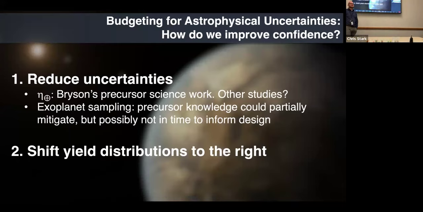There are two things you can do. The first is to reduce your astrophysical uncertainties. As I showed previously, eta Earth dominates, so hopefully we can have some work here that reduces uncertainty in eta Earth. Steve Bryson has a precursor science program to do that. We'll see if it's successful. But the second main source, I don't think we're going to reduce. So we really need to start talking about the second option here, which is shifting those yield distributions to the right and budgeting for those uncertainties.